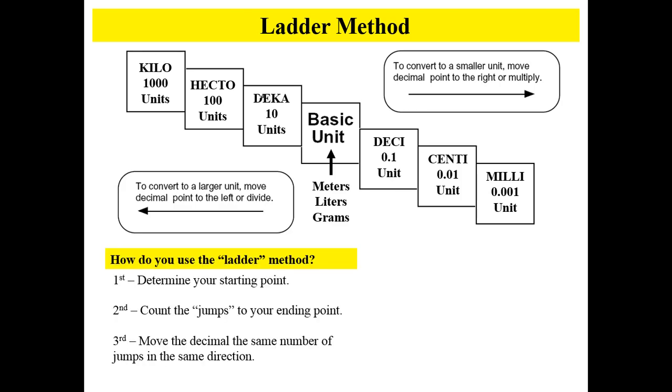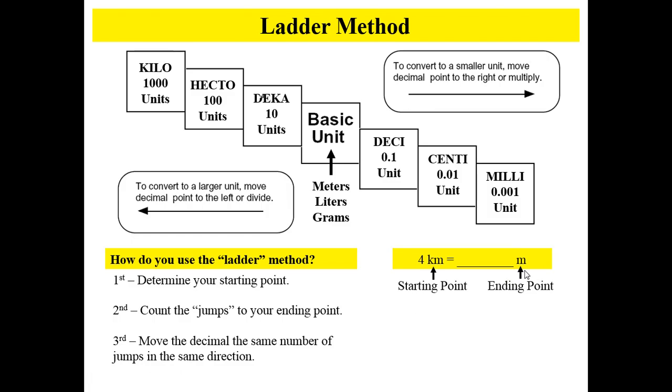So how do you actually use the ladder method? Well, here are the steps you go through. First, you determine your starting point. In order to do that, you need a problem, like 4 kilometers equals how many meters. Second thing you do, using this ladder, is count the jumps to get to your ending point. Your starting point is the unit next to your original number. Your ending point would be the unit you want to go to, like meters.